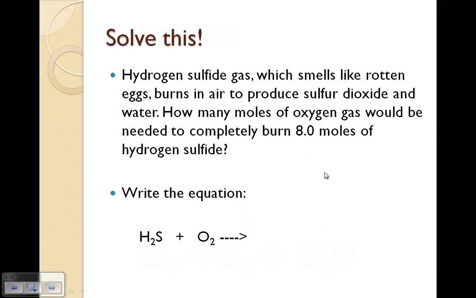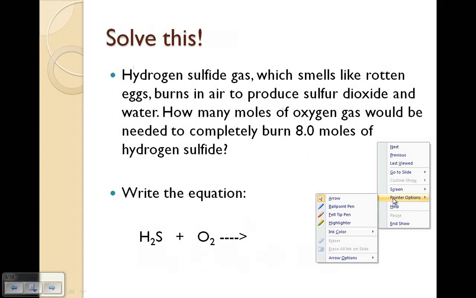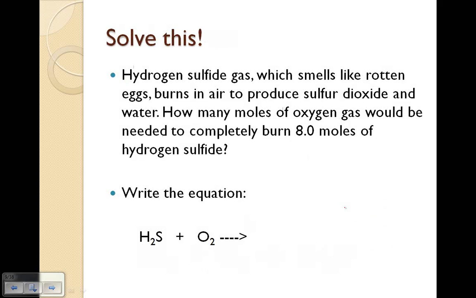Hydrogen sulfide gas smells like rotten eggs, and it burns in air to produce sulfur dioxide and water. The question is how many moles of oxygen gas would be needed to completely burn 8 moles of hydrogen sulfide. So what you always must do is start with the balanced equation, because that's what gives you those coefficients that you're going to need, right? So this says I'm going to produce sulfur dioxide and water.